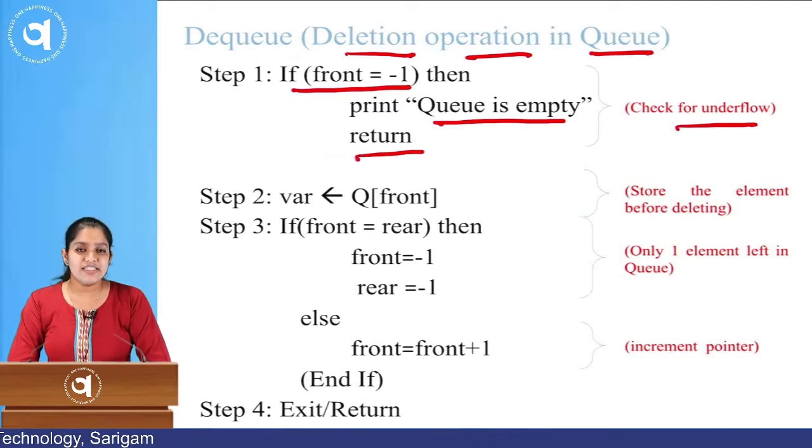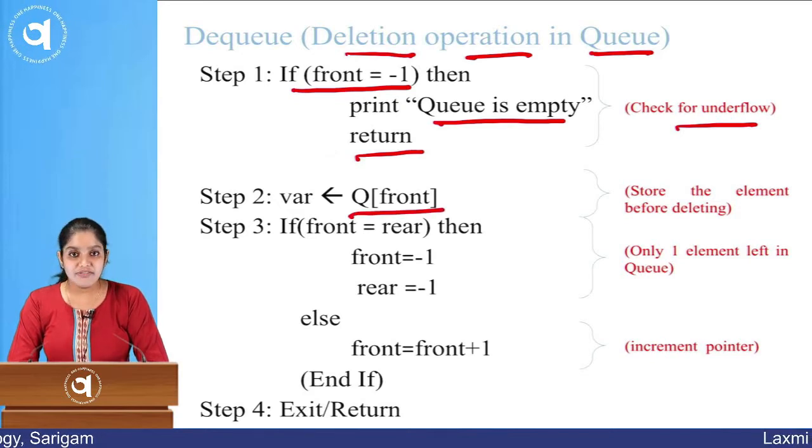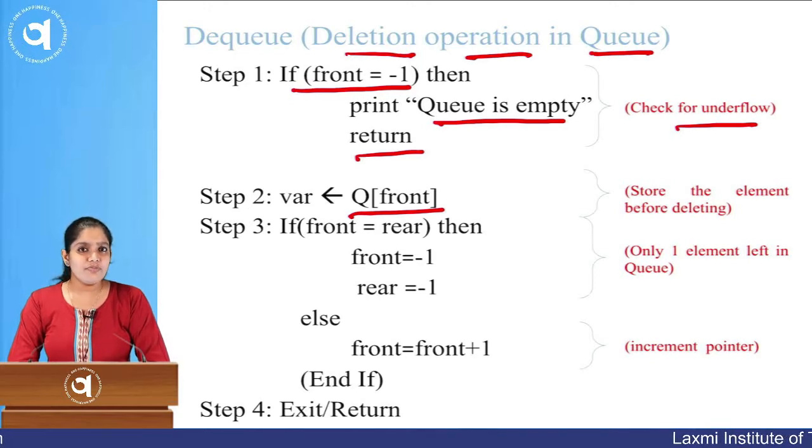Then the second step. In the second step what we are doing is storing the value that we are going to delete, that particular value we are going to delete from that queue, right. So, we can use it for some processing purpose.